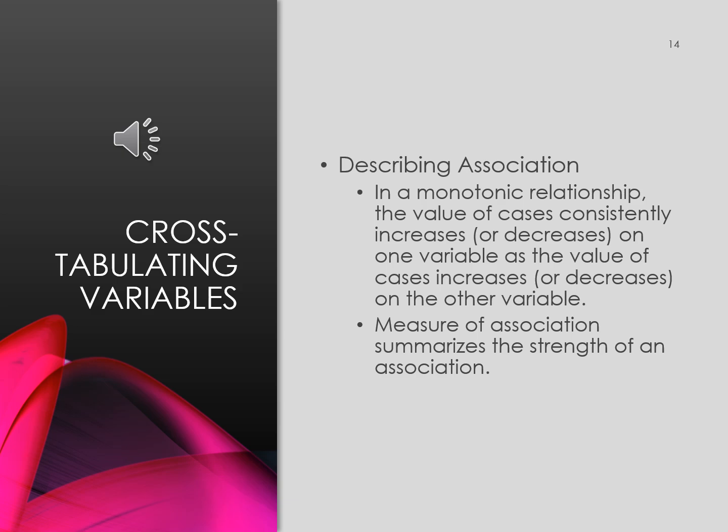So in this monotonic relationship, it's a pattern of association in which the value of cases on one variable increases or decreases fairly regularly across the categories of another. And we look at measures of association as a type of descriptive statistics that summarizes the strength of an association. And then there's gamma, which is a measure of association sometimes used in cross-tabular analyses between two or more variables in a cross-tabulation.